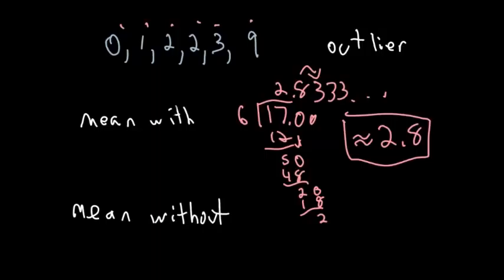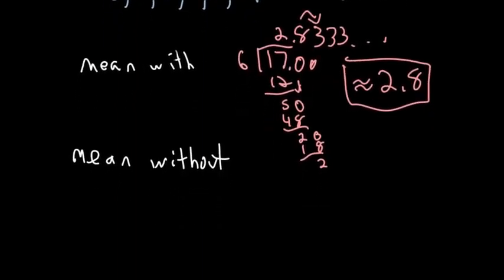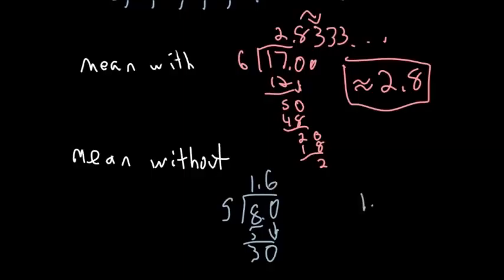So let's look what happens when we take out that outlier. So I'd add 1 plus 2 is 3, plus 2 is 5, plus 3 is 8. So I get a total of 8. And this time I only added 5 numbers up because I took that outlier out. So it's going to be 8 divided by 5. So 5 goes into 8 once. Subtract, I get a 3. Add a decimal and a 0. Put your decimal up. Bring the 0 down. So 5 goes into 30 6 times. So I get an answer of 1 and 6/10.